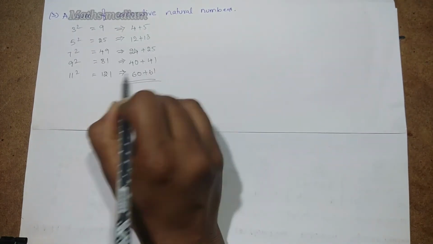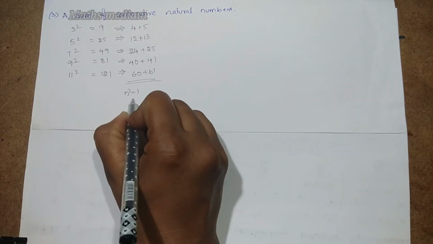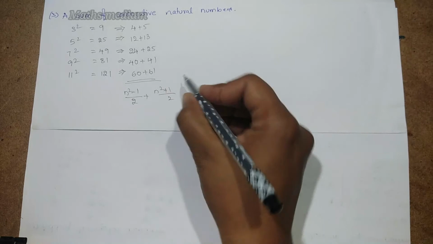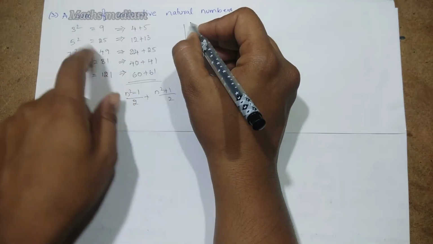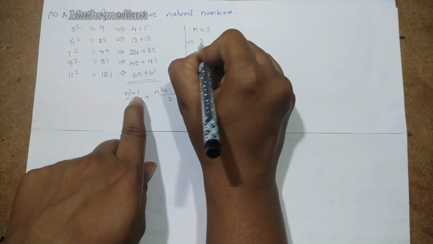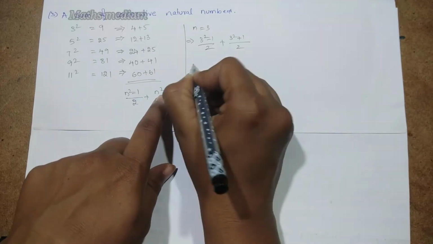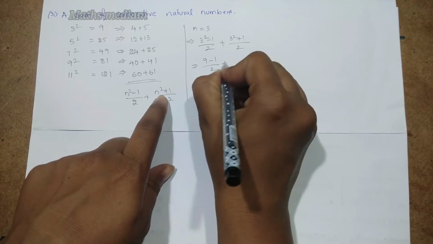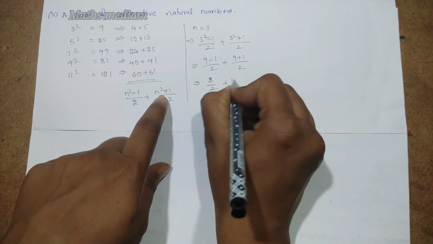By observing these, we get one formula, that is n square minus 1 by 2 plus n square plus 1 by 2. This is the formula for the sum of consecutive natural numbers. If you check this, let n be 3. n is equal to 3. How are we going to get it? 3 square minus 1 by 2 plus 3 square plus 1 by 2. Here 3 square is 9, minus 1, by 2, plus 9 plus 1 by 2. 9 minus 1 we get 8 by 2 plus 10 by 2.